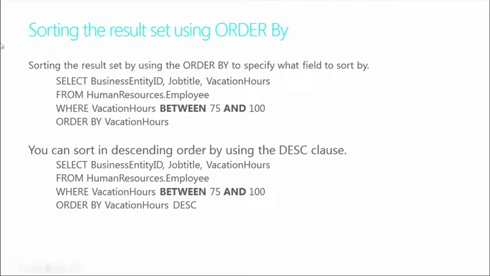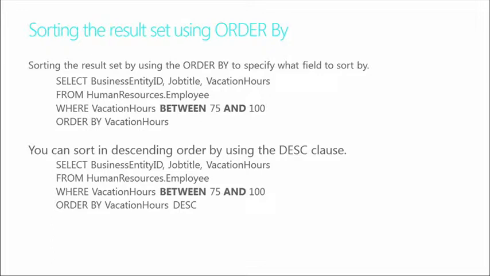So we're going to take the same content with the same command we had in the previous slide: select business ID, job title, and vacation hours from employees, where vacation hours between 75 and 100, and order the content that's displayed to me by vacation hours. So the default is ascending. So anybody who has 75 hours is going to show up first on the list, 76, 77, all the way down to 100. So I'm going to actually specify how I want that content returned to me.